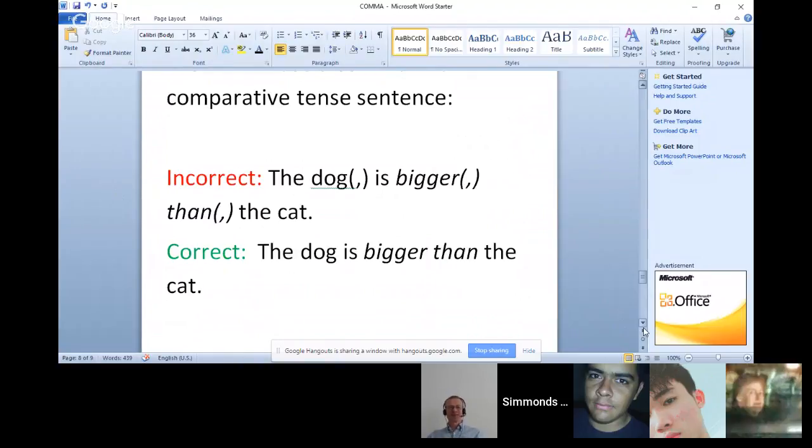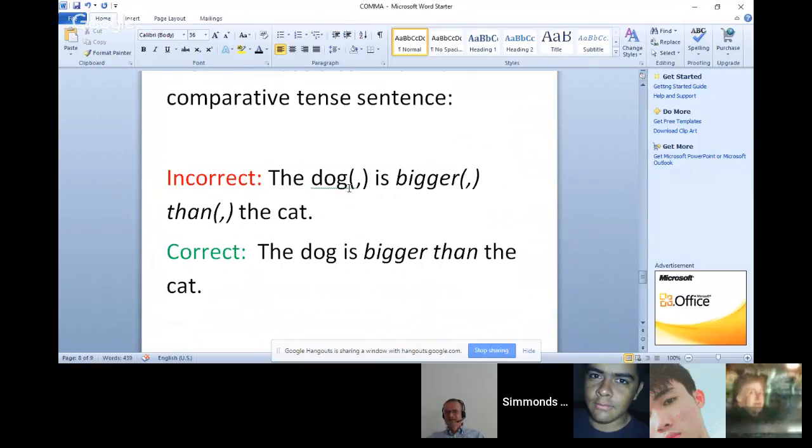The dog, open brackets, comma, closed brackets, is bigger, open brackets, closed brackets, comma, than the cat. The dog is bigger than the cat. Yeah, it's one sentence. Exactly. The dog is bigger than the cat. Subject, verb, complement. Okay. People do, and you sometimes see it in official writing, and it's very irritating. Terrible. Yeah, it looks awful.